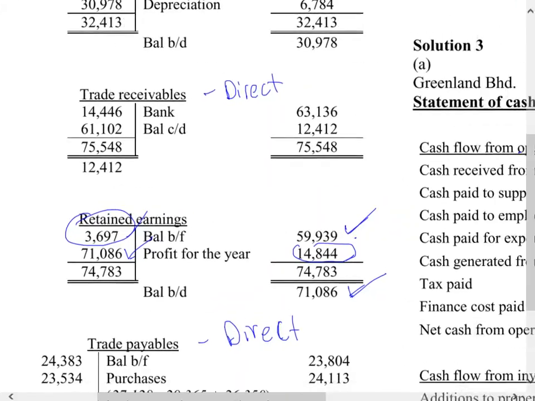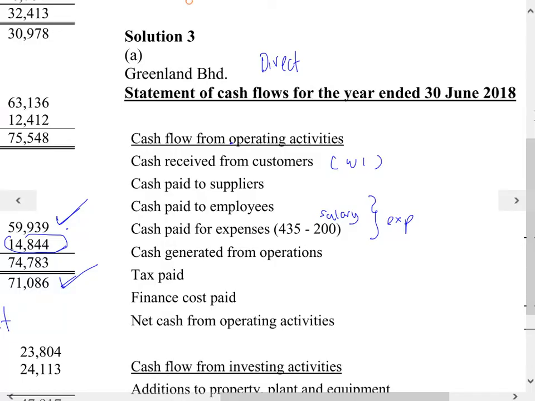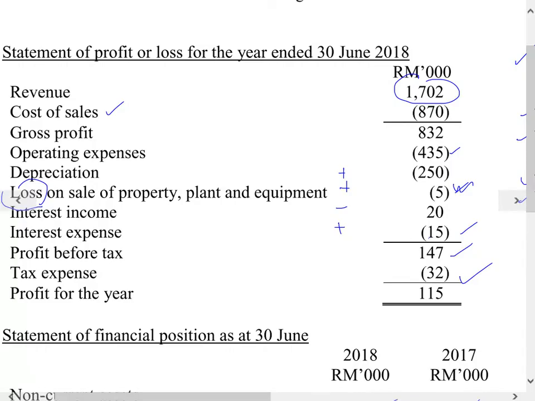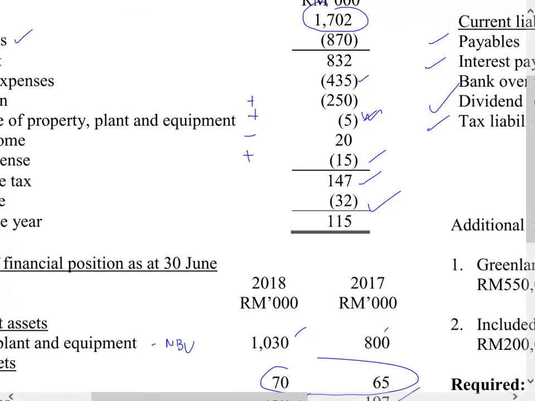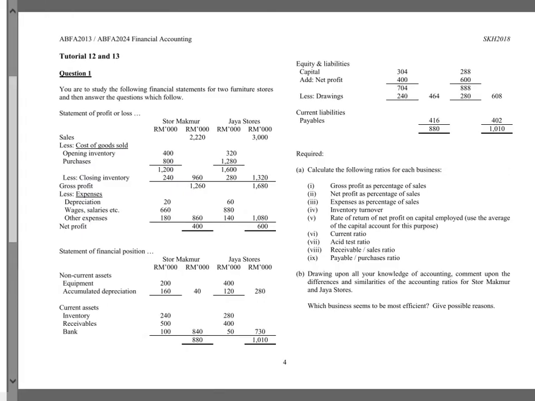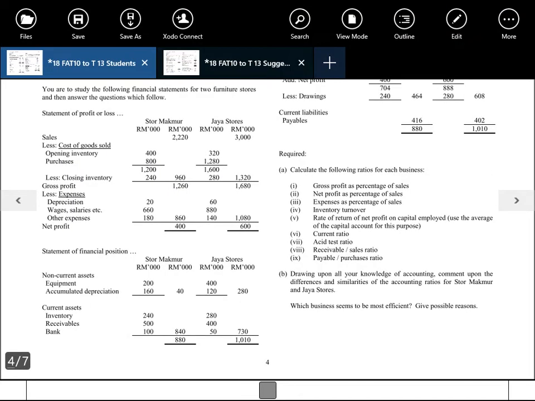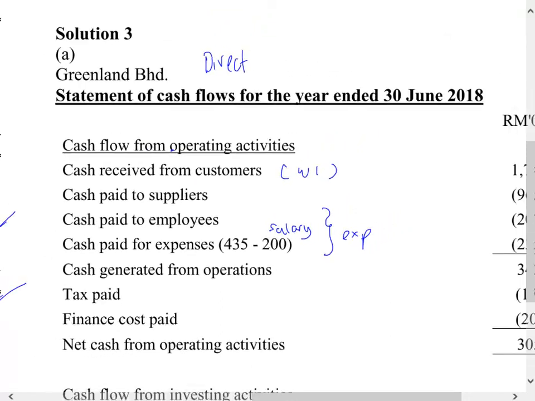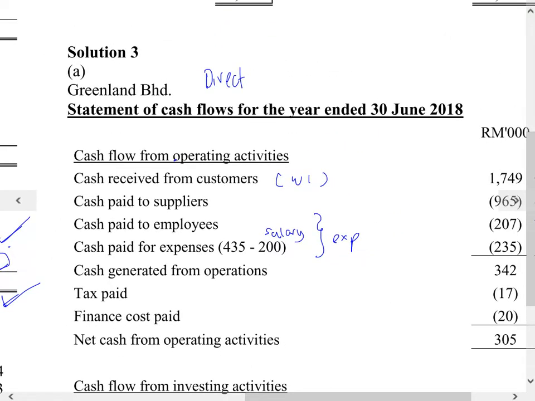And next one, 435 includes salary expense 200, which we have already taken out. So how much is the balance paid? 435 minus 200. Take out the salary. In other words, these are cash paid for other expenses. Is it okay?